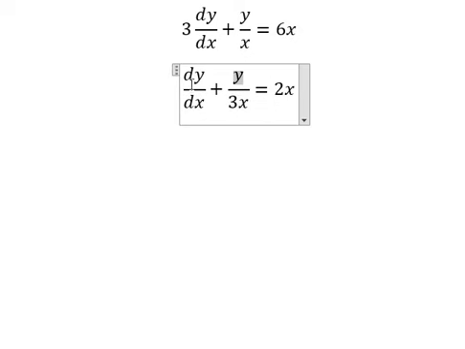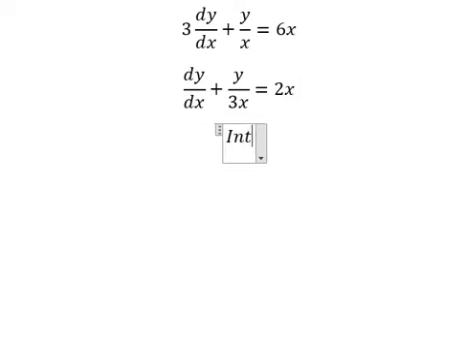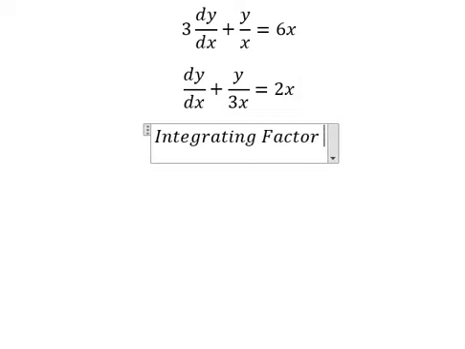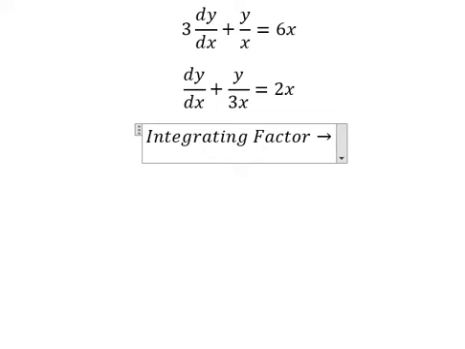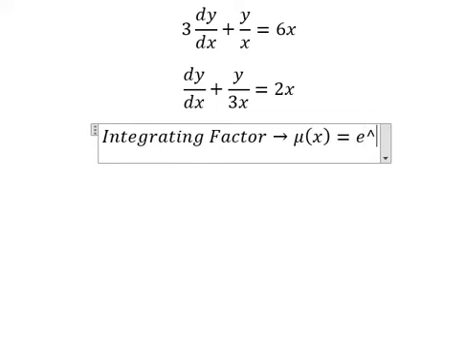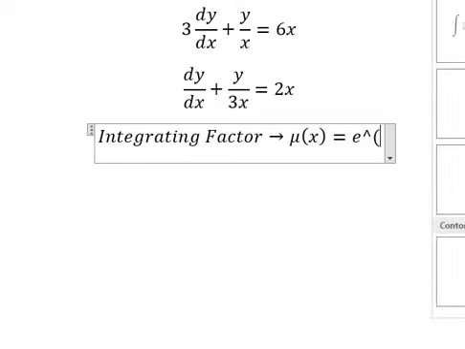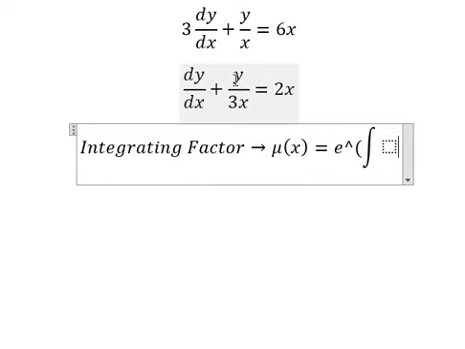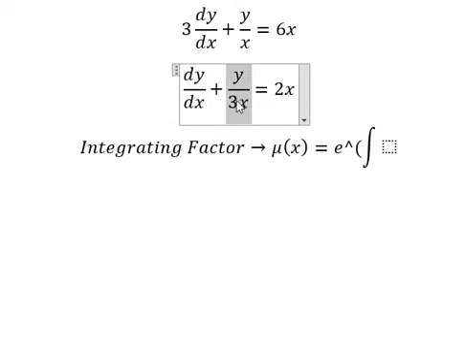So we have y and the first derivative of y. So we can use an integrating factor. So we have mu of s equals e to the power of the integration. So we have this one in here. So this is the integrating factor.